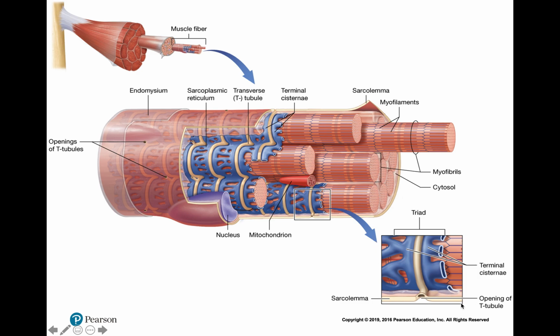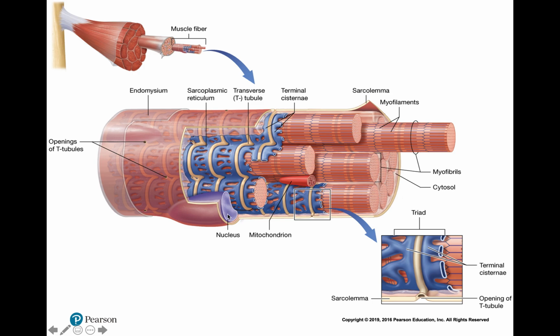Look, this is even better. So opening of the T tubule. Here's our sarcolemma, the plasma membrane. It invaginates in, forms this T tubule, which wraps around the myofibrils. These expanded regions of the sarcoplasmic reticulum are called the terminal cisternae. Together, this makes up a triad. All right, and you'll need to know that later for muscle physiology.